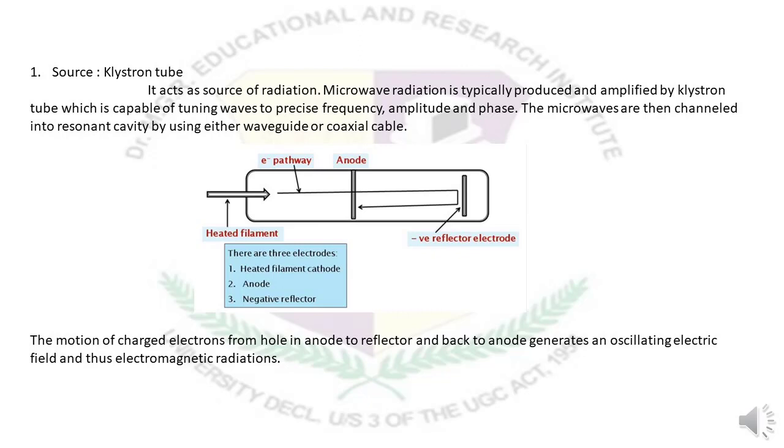Microwave radiation is typically produced and amplified by a klystron tube, which is capable of tuning waves to precise frequency, amplitude, and phase. These microwaves are then channeled into a resonance cavity, which holds the sample, by using either a waveguide or coaxial cable. So the motion of charged electrons from the hole in the anode to the reflector and back to the anode generates an oscillating electric field, and thus electromagnetic radiations are generated. So we can see the schematic picture of the klystron tube here.